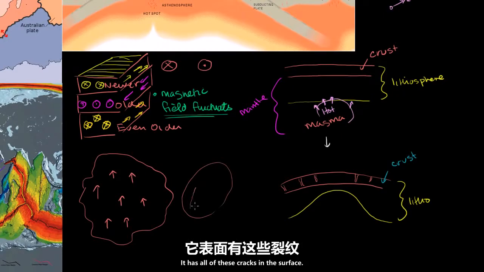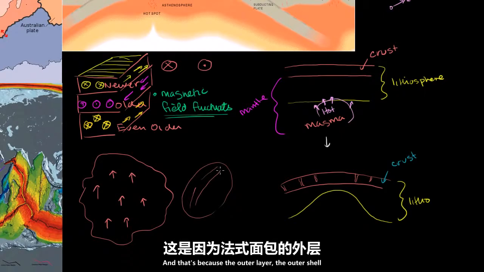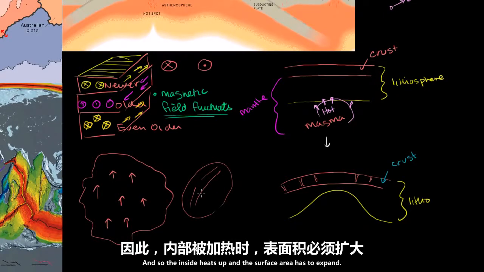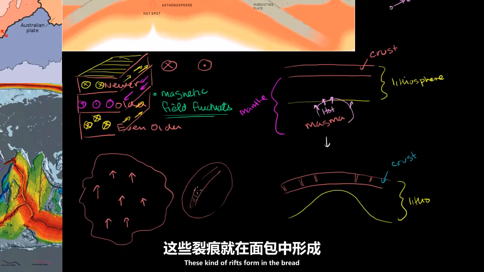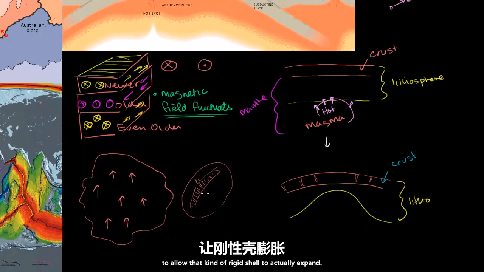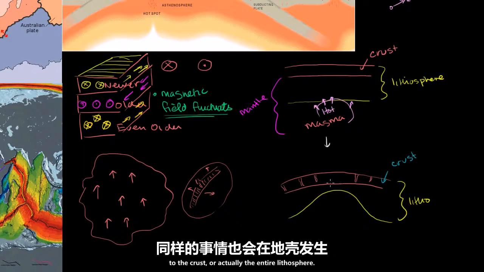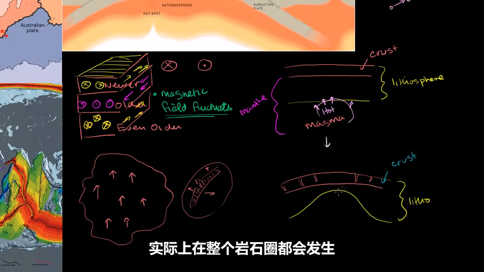It has these cracks in the surface, and that's because the outer shell of the bread is really rigid. So when the inside heats up and the surface area has to expand, these kind of rifts form in the bread to allow that rigid shell to actually expand. And that exact same thing would happen to the crust, or actually the entire lithosphere.